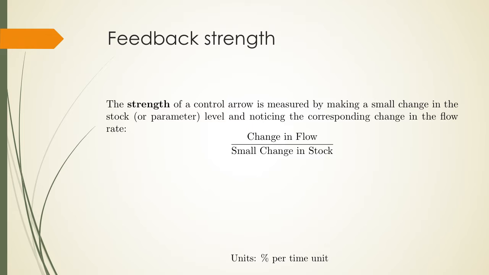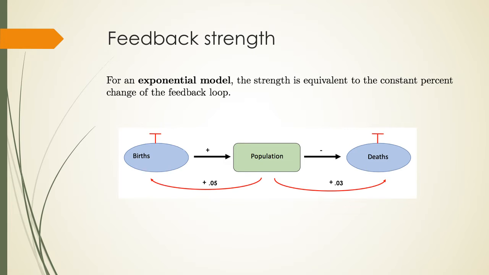The strength of a control is a measure of how much the flow is affected by a small change in stock. To compute this, we measure the change in flow that results from a small change in the stock and take the ratio. Note that the units are flow units divided by stock units. We can think of this as a percent per unit time. For an exponential model, the strength is equivalent to the constant percent change of the feedback loop.